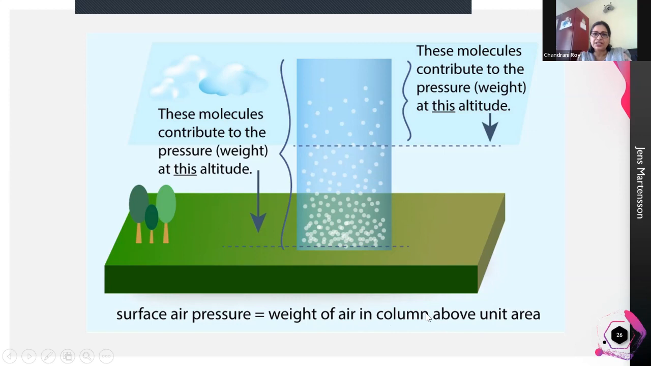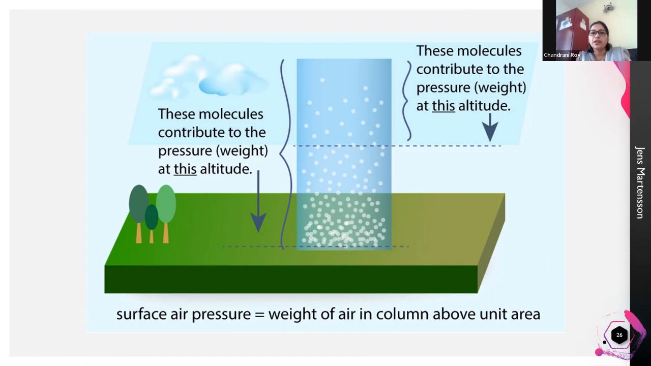While teaching this concept, I have often found that children find it difficult to understand what is unit area. So we need to make them understand that unit is nothing but one, and area is always length into breadth. So 1 centimeter into 1 centimeter or 1 inch into 1 inch is unit area, and the pressure above it exerted by the column of air, which is invisible, is air pressure.